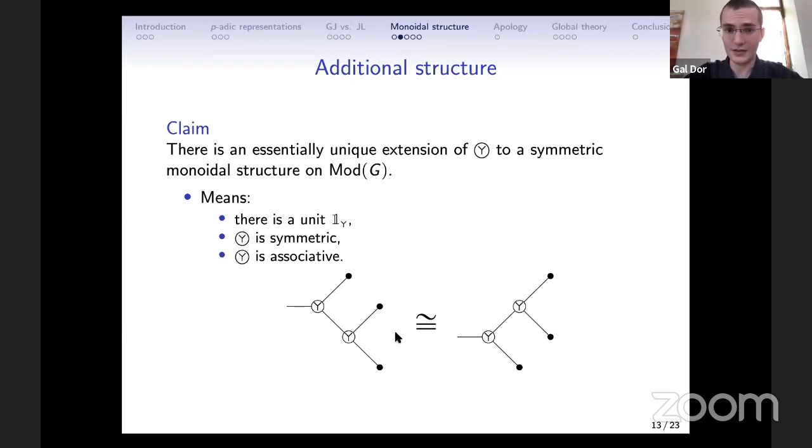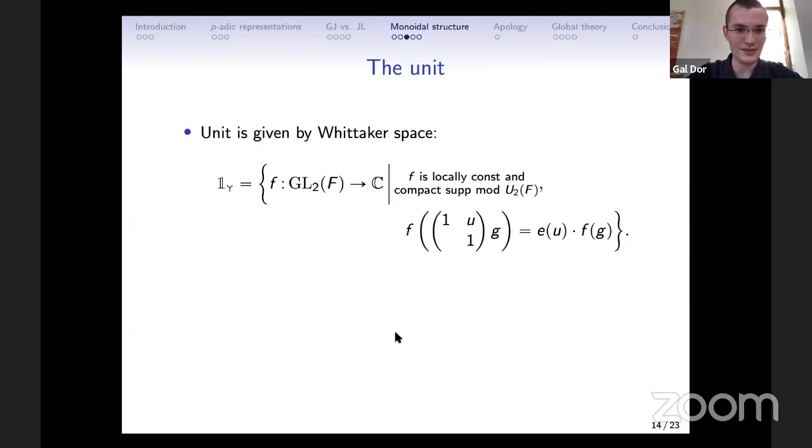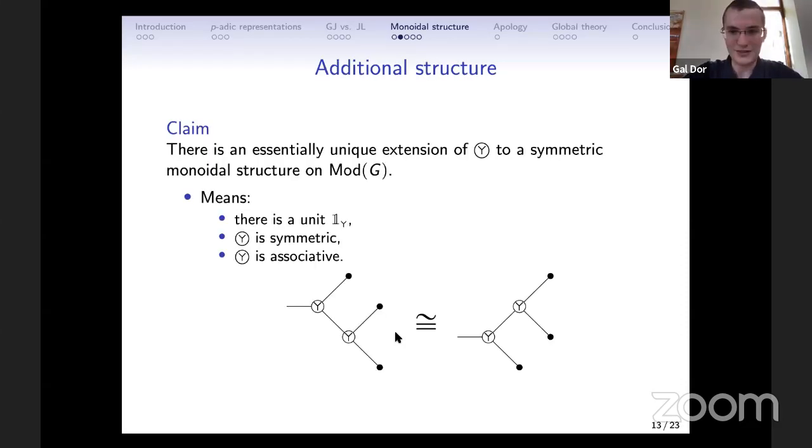All of this is extra data, and the combination of this data turns out to be unique in this case. Just to avoid being mysterious, in fact, the unit is just what is usually called the Whittaker space. Basically, it turns out to be the space of functions that are equivariant with respect to a certain character. And this is amazing. This was the point. This is something that really shouldn't happen, and just straight up pops in here out of the blue, that you have this symmetric monoidal structure.